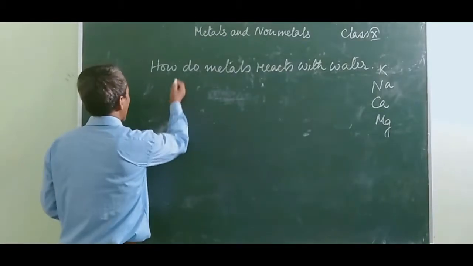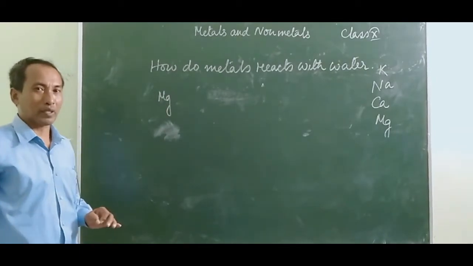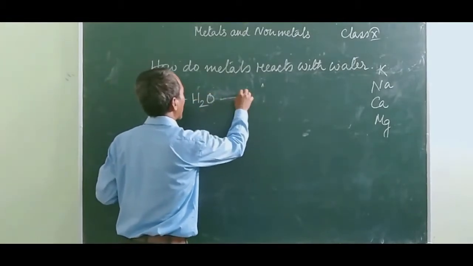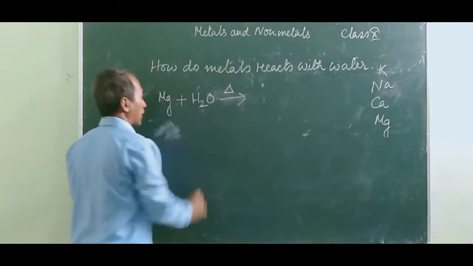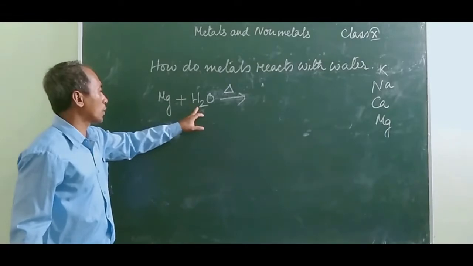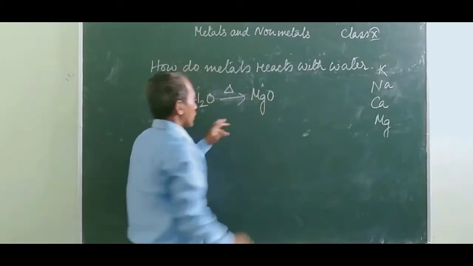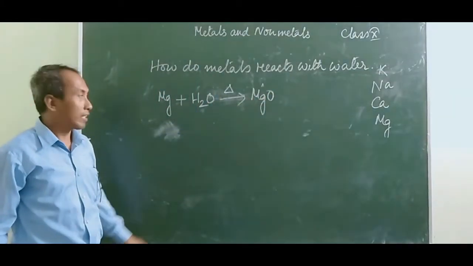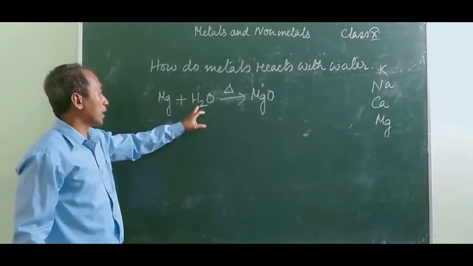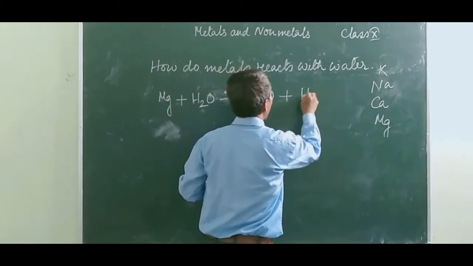For example, this magnesium will not react with water at normal temperature. So magnesium will react with water only on boiling. So heat, this is the symbol of heat. When you heat magnesium along with water, that is on boiling, it will produce magnesium oxide. So here it will not form magnesium hydroxide. Here the less reactive metals, when they react with water, will form oxides of the metal, and it will release hydrogen gas.